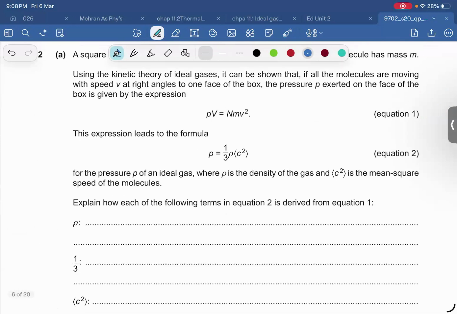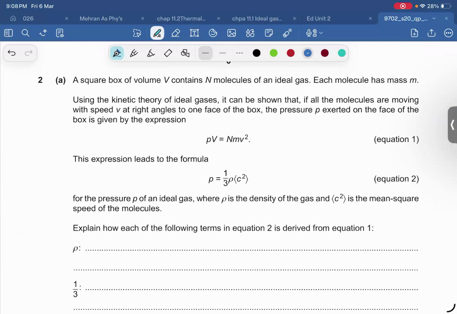Migdad, can you please read the question? Why? Eating or doing something? Bro, in class you have to participate. If you are eating, you can even read it if it's easy for you. Okay, fine, I'll read it for you.